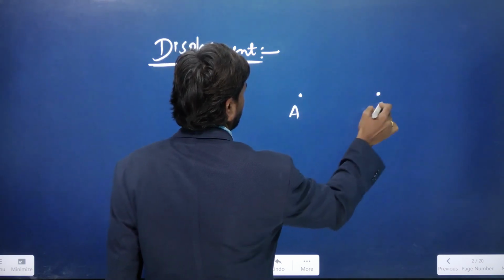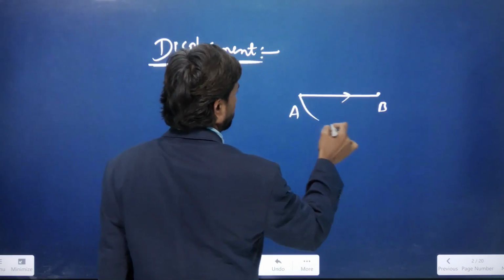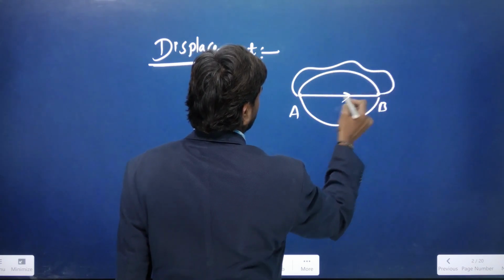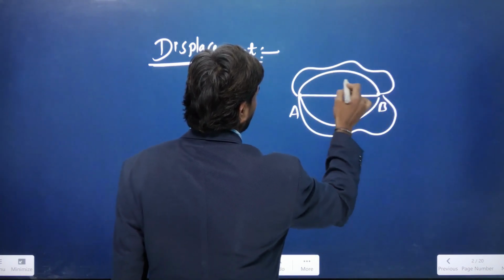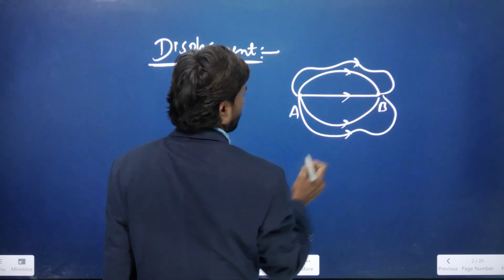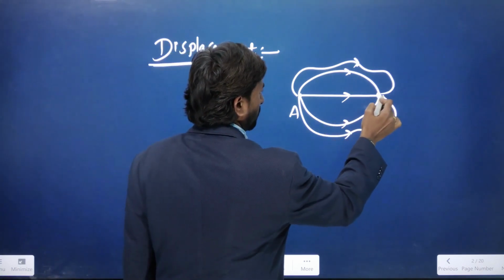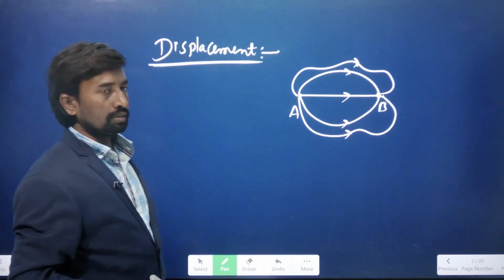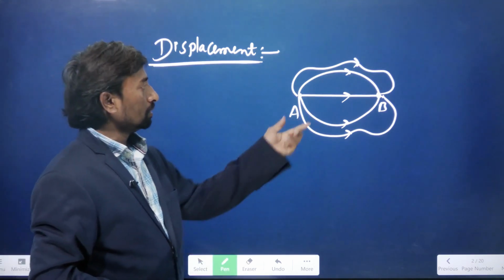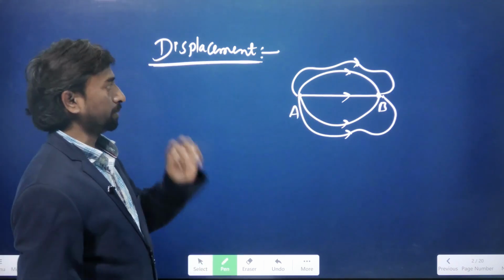To go from point A to B, we have this one way, and this will be another way, and this will be another way. Even we can go like this, even like this. These are all the ways to go from A to B. So in all these ways, which is the shortest distance? The shortest distance between the initial position and the final position is called the displacement.